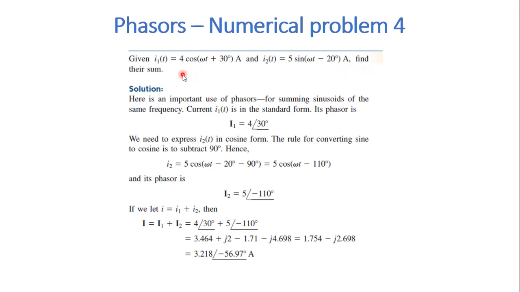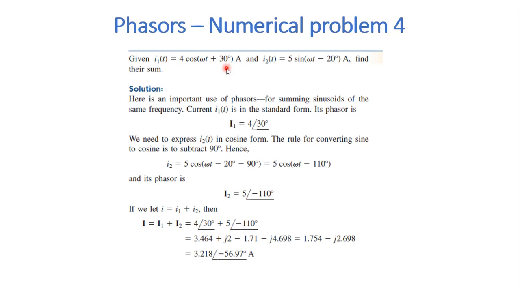Find their sum. So we are given two sinusoids I1 and I2, and we have to find their sum, that is I1 plus I2. Before finding the sum, we should know that we cannot directly add I1 of t and I2 of t because this is a time domain representation. So first we have to convert I1 of t and I2 of t into phasor domain representation or frequency domain representation, and then only we can add these two sinusoids, making this independent of frequency.